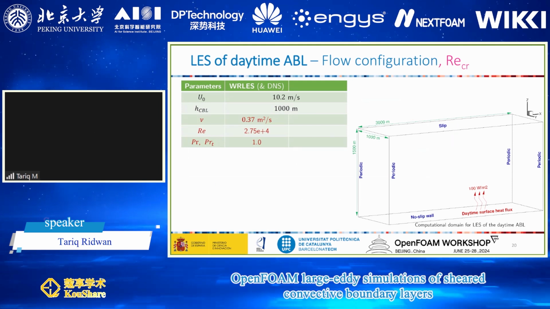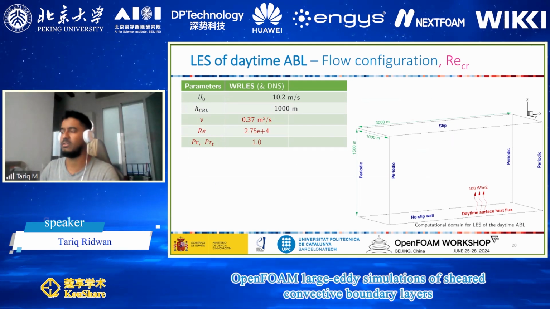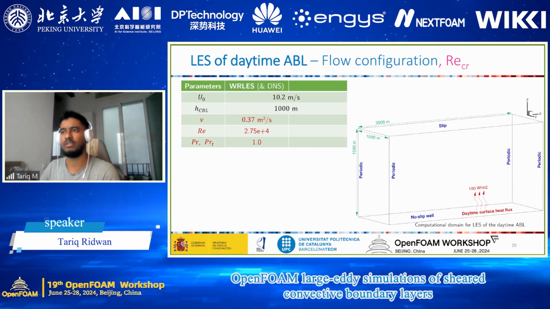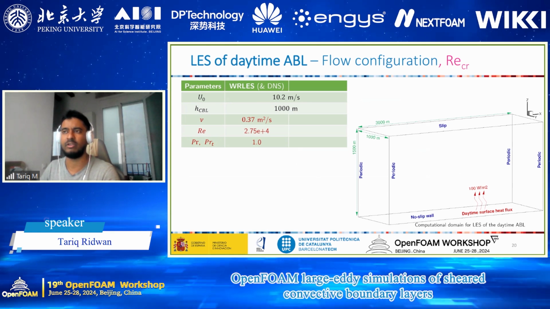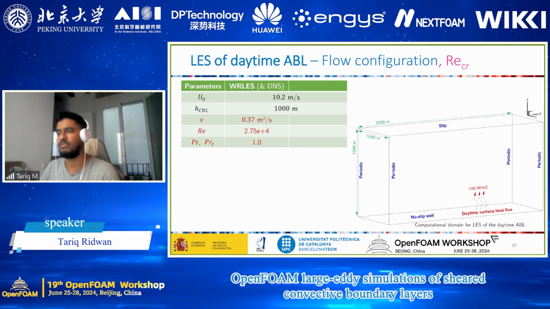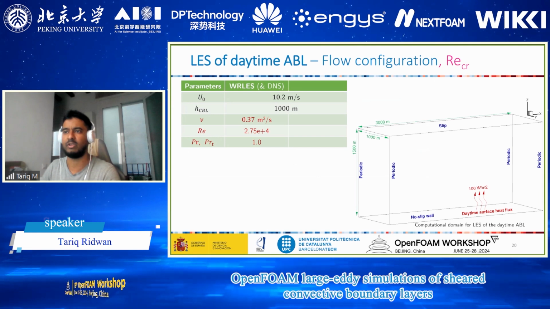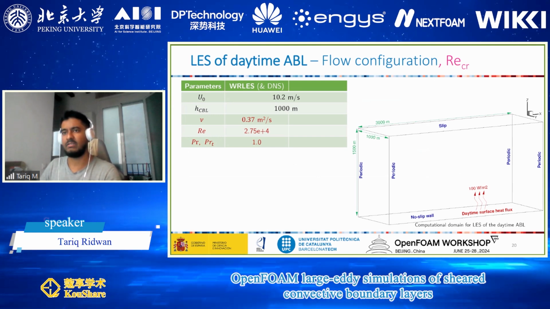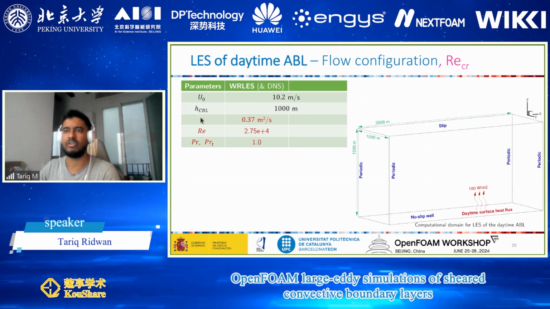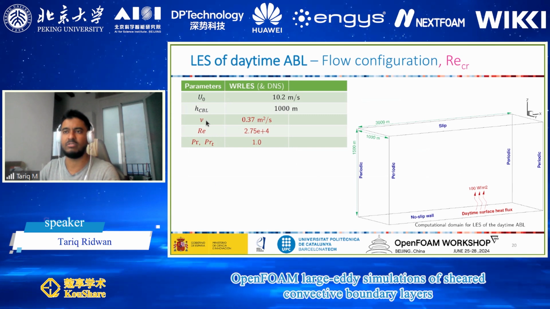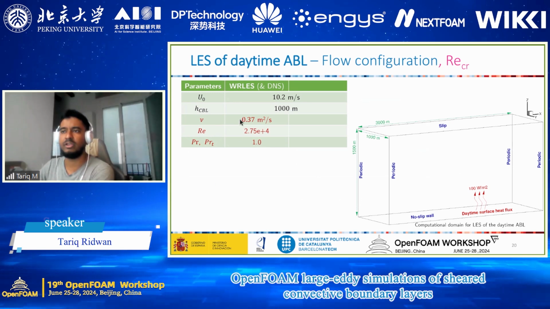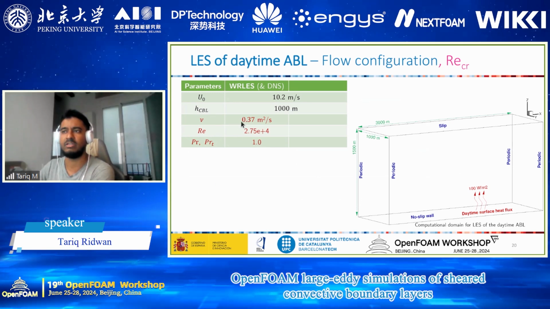Moving next to the flow configuration, here comes the important part of the critical Reynolds number. Both wall-resolved LES and DNS resolve the flow both spatially and temporally, so it is very expensive. We cannot do the realistic atmospheric flow, which is in the order of 10 to the power 8 Reynolds number. So the Reynolds number is decreased to a critical Reynolds number, which is achieved by increasing the viscosity of the fluid, and it also increases the Prandtl number. So essentially, we are not doing the simulation with air, but with a thicker fluid.